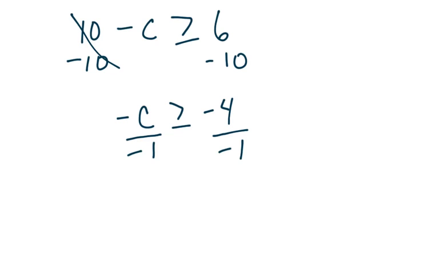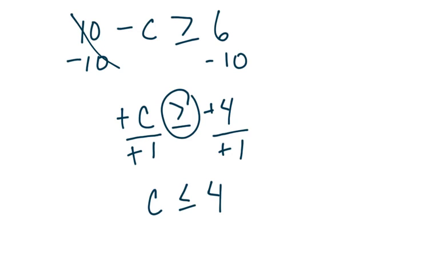So what's going to happen here is we have a negative divided by a negative, which is going to turn into a positive. Now on the left side we have a positive c. Alright, but here's the catch. Whenever we divide or multiply by a negative, this symbol needs to switch. So instead of it being greater than, now it's going to be less than or equal to. And then a negative divided by a negative is going to turn into a positive. So we are left with c is less than or equal to 4.